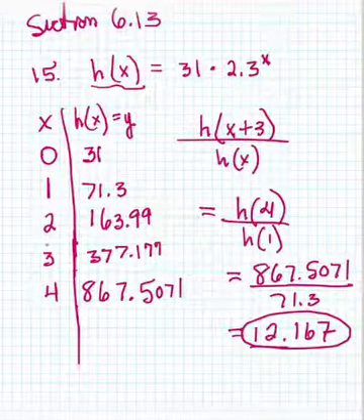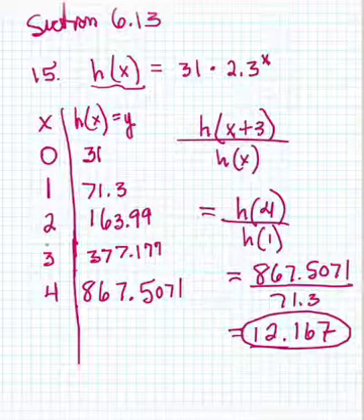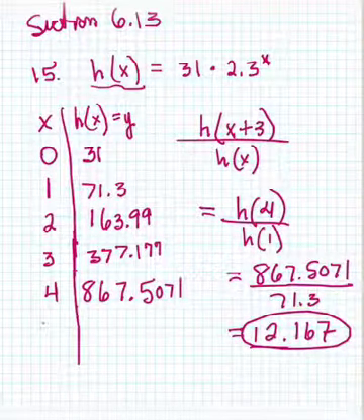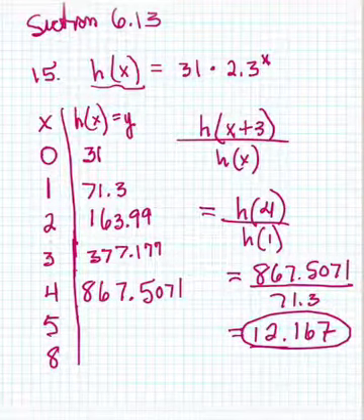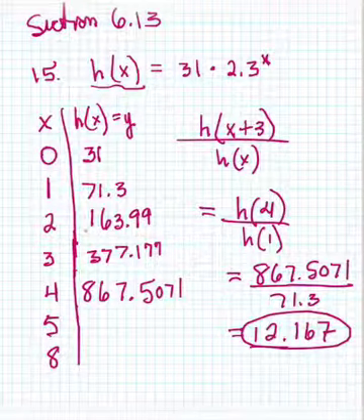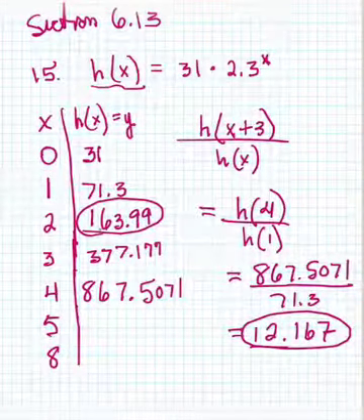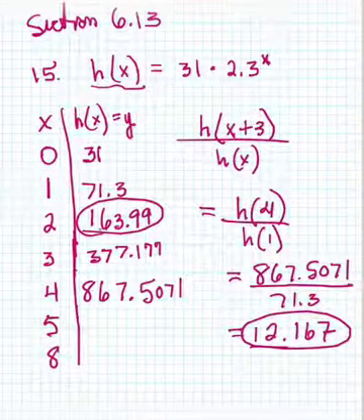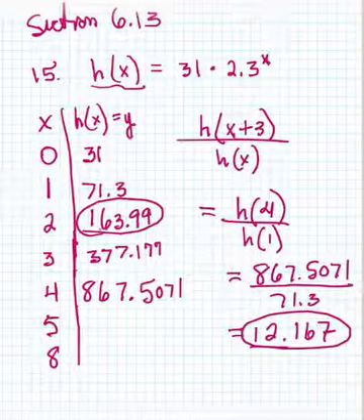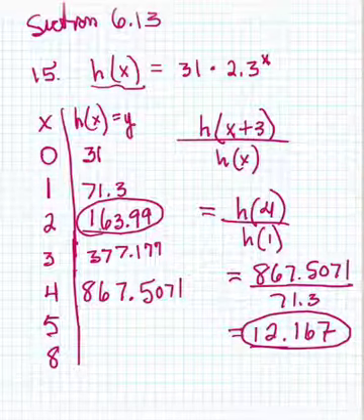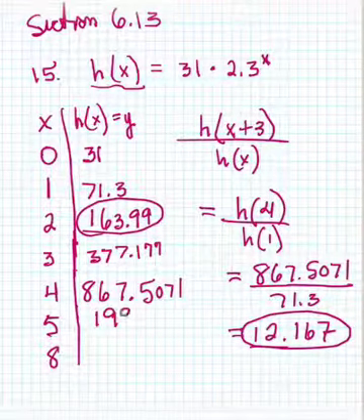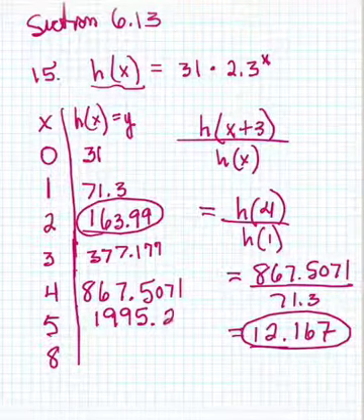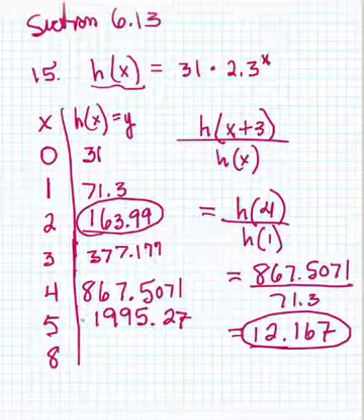Confirm your answer by calculating h of 5 and h of 8. Okay, so they want us to find h of 5 and h of 8. Well, h of 5, 5 is up from this one right here. I'm just going to take that and multiply it by the ratio. So I'm going to take 163.99 and multiply it by 12.167. Okay, and I get 1995.27 approximately. I'm just going to round it off.